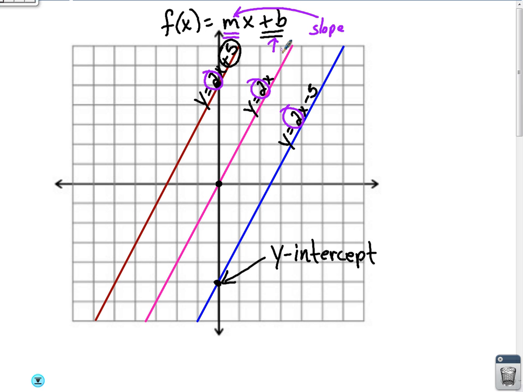And we actually call this form, I can go ahead and call it this now, this f of x equals mx plus b, or y equals mx plus b, we call it slope-intercept form. For that reason, since the m is the slope, since the b is the y-intercept, we call this form of a linear equation the slope-intercept form.